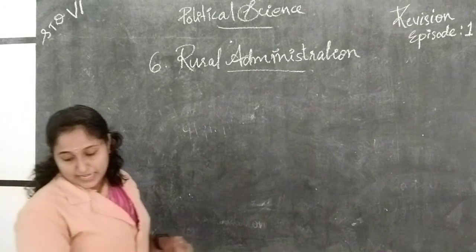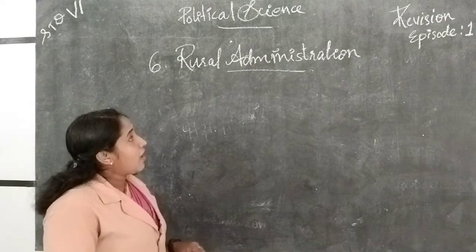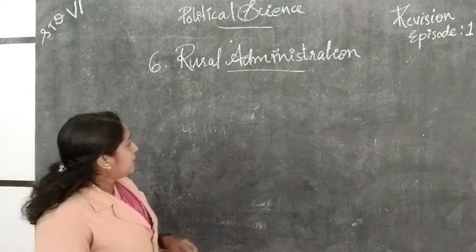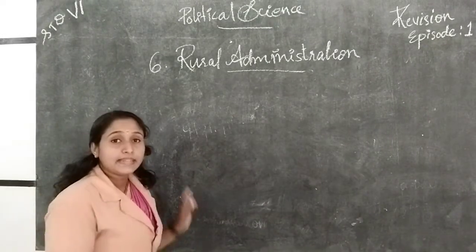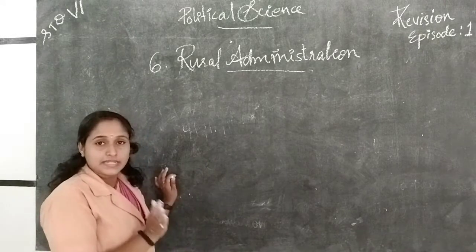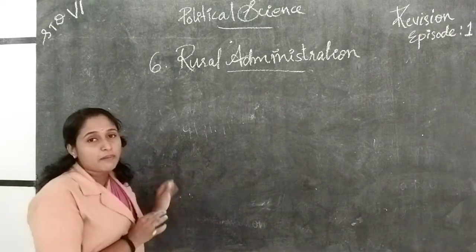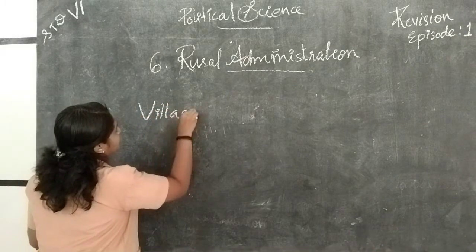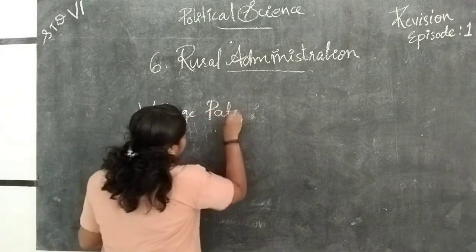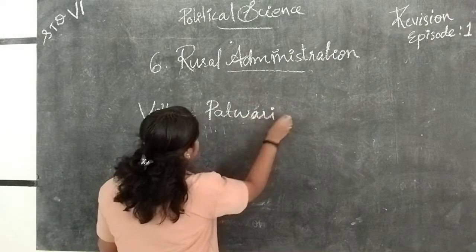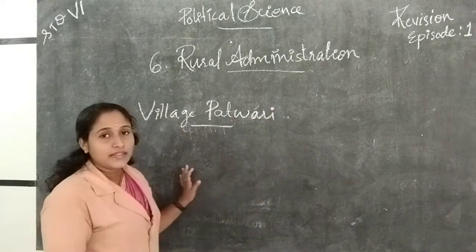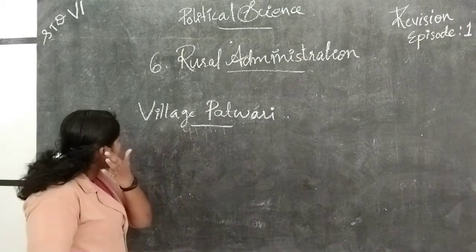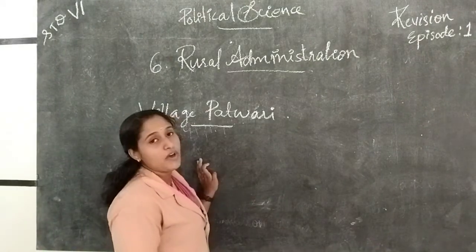The village patwari keeps a record of the land and revenue kept by the people. So who collects the details of land and revenue? The village patwari, that means the village office. The next concept deals with the main duties, the main works of patwaris.